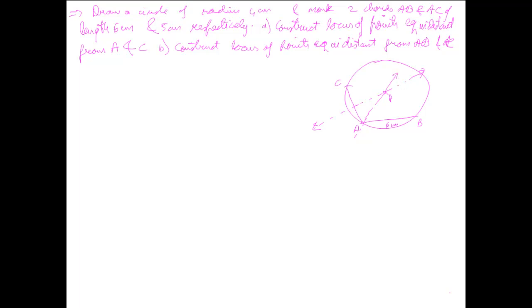To construct this, children, first we'll draw a circle of radius 4 centimeters. Once you've drawn that, we'll take any point A, this point is A, and then from here we'll mark 6 centimeters, and here we'll mark 5 centimeters, and we'll connect it. This is B, this is C. First locus is the locus of points equidistant from A and C, so we'll do the perpendicular bisector. Keep here, mark and mark, keep here, mark and mark, and connect it, children.